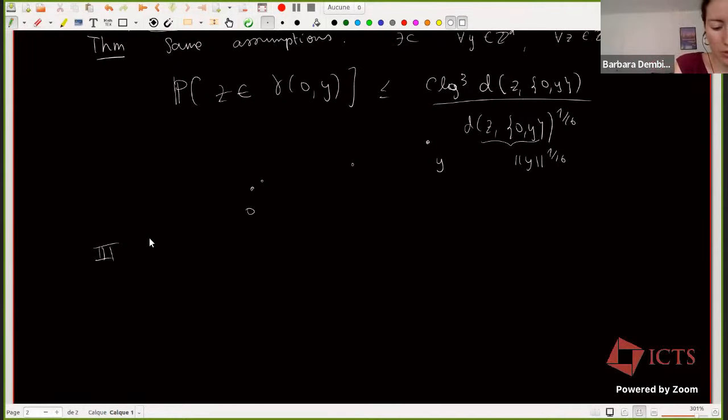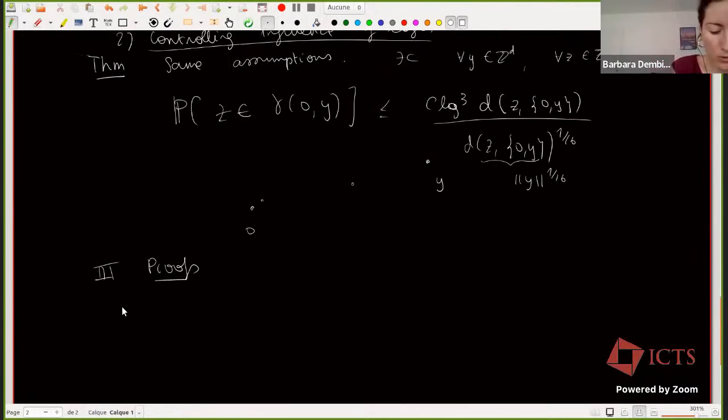Okay, so now I'm going to go to the proofs. What I want to prove is the second theorem, assuming the theorem one. So we will see how the fact that we know things about the coalescence helps us to deduce something about the midpoint problem, about the influence of edges. So, proof of theorem 1 implies theorem 2.